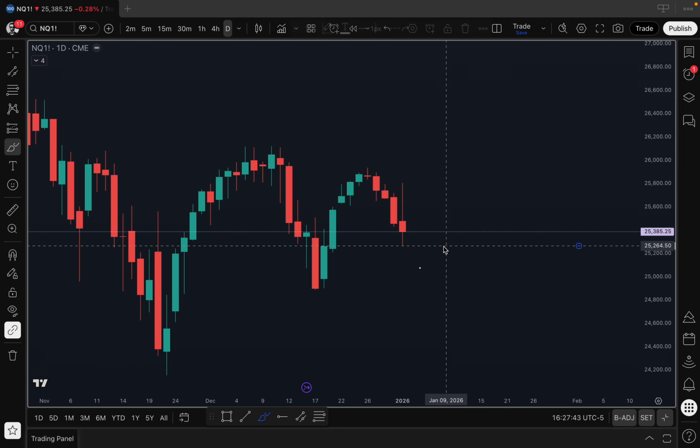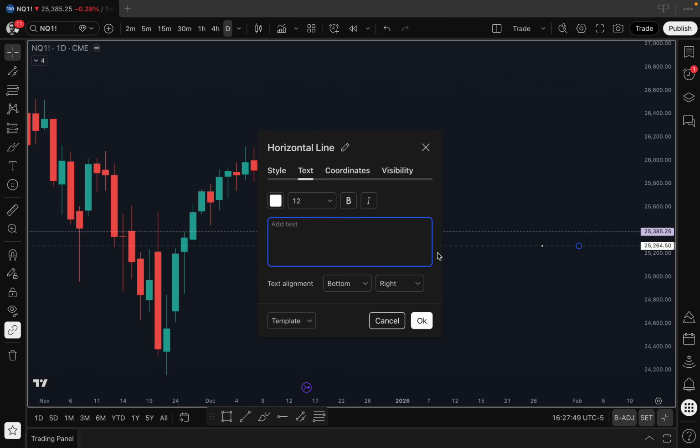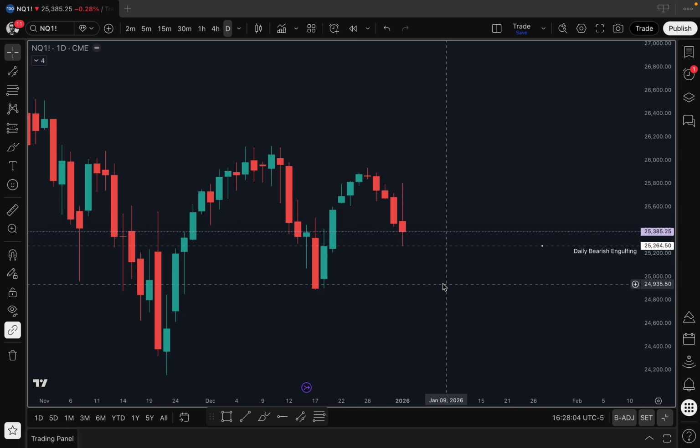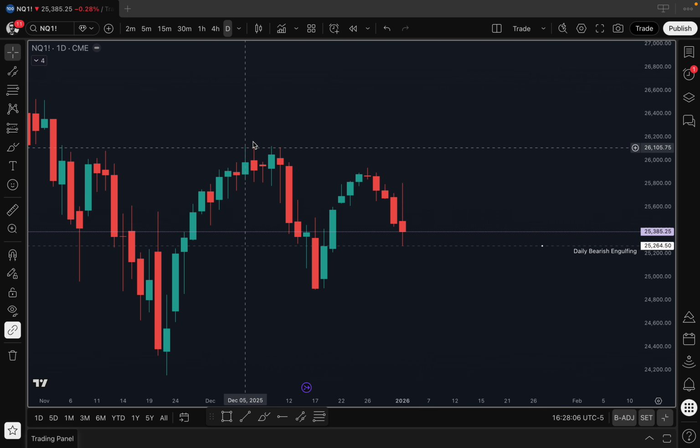Okay. So I'm going to use this line and I'm going to make a note on here of the daily bearish engulfing. Okay. So I made a note of that. I got these little dots, you can delete those, but that's okay. All right, so that's what we see from the daily.